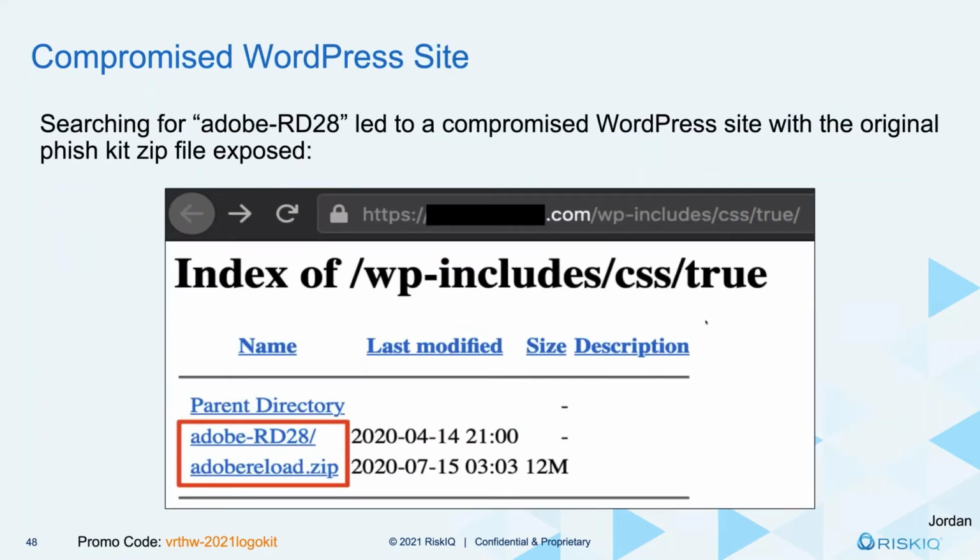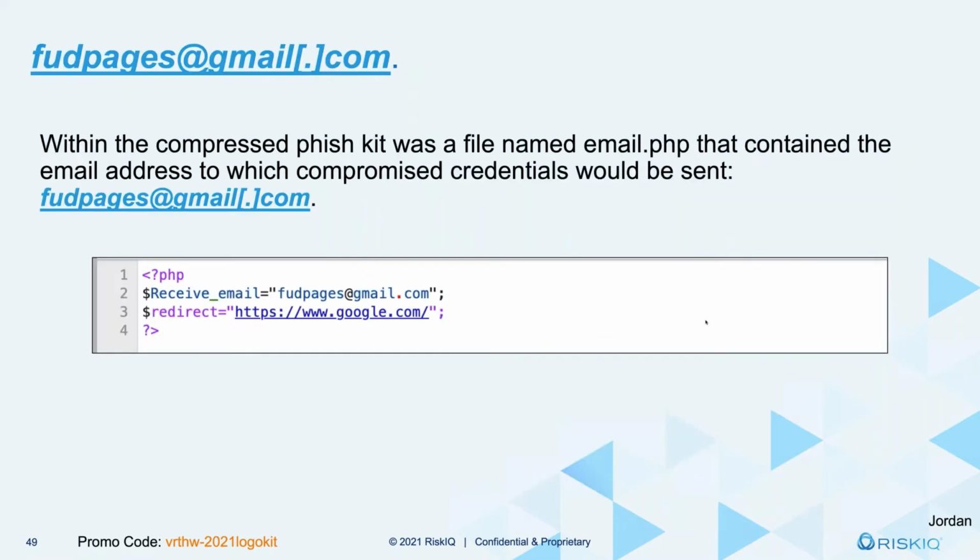So using that, we're able to find an actual sample of the kit. This is supposed to be on our WordPress site. So we've got the Adobe RD28 directory and then Adobe reload.zip. I believe the zip contains the fish kit. We're able to download that, take it apart, and within the compressed fish kit itself, there's a file named email.php. That contains an email address, which was the start of our filling out fudpages@gmail.com. Keep in mind FUD, it comes back a lot. And we'll get into what that means in a little bit.